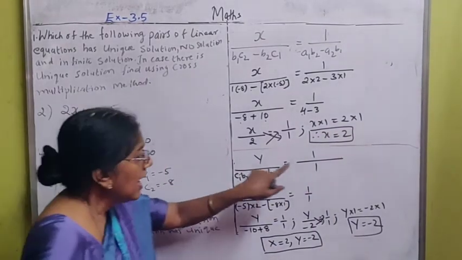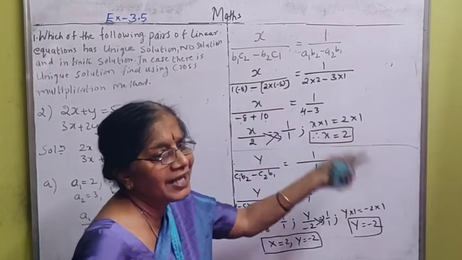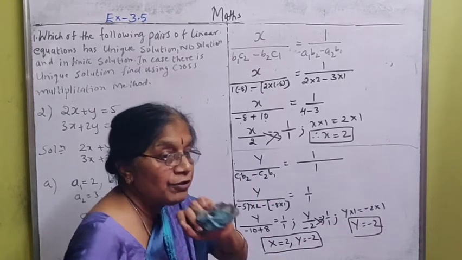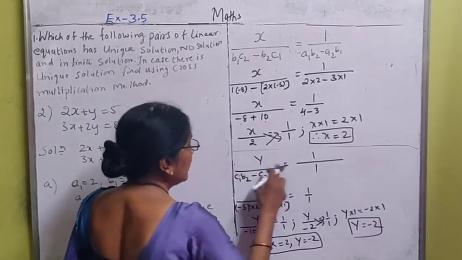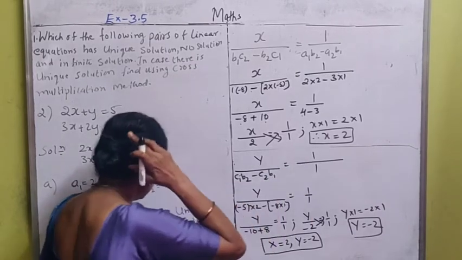So you take this, and this will be the same. What I got, that only I will take. No need to calculate again. Same answer you will get, so that much time will be saved for you. So y divided by c1 b2 minus c2 b1 is equal to 1 by 1.